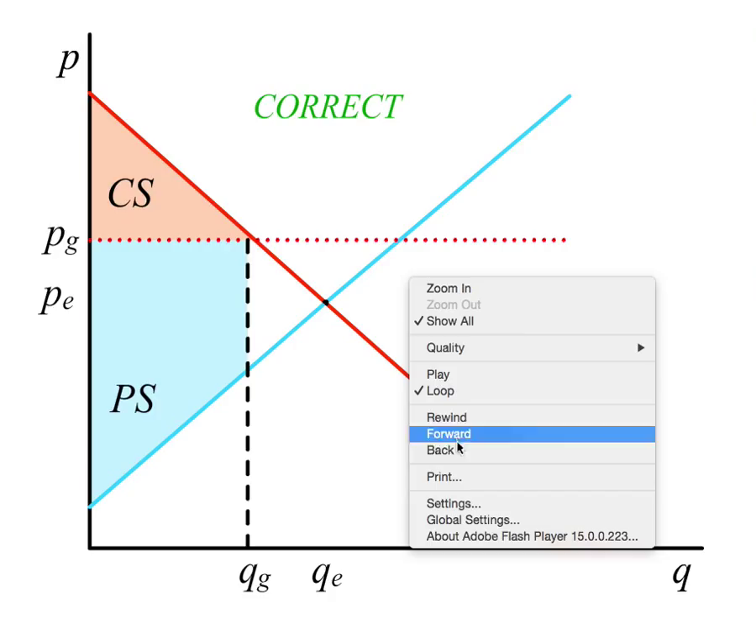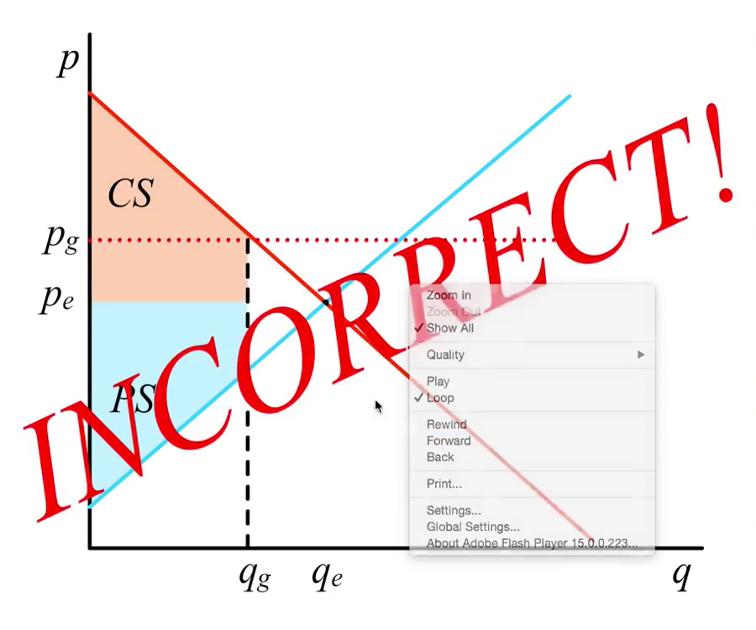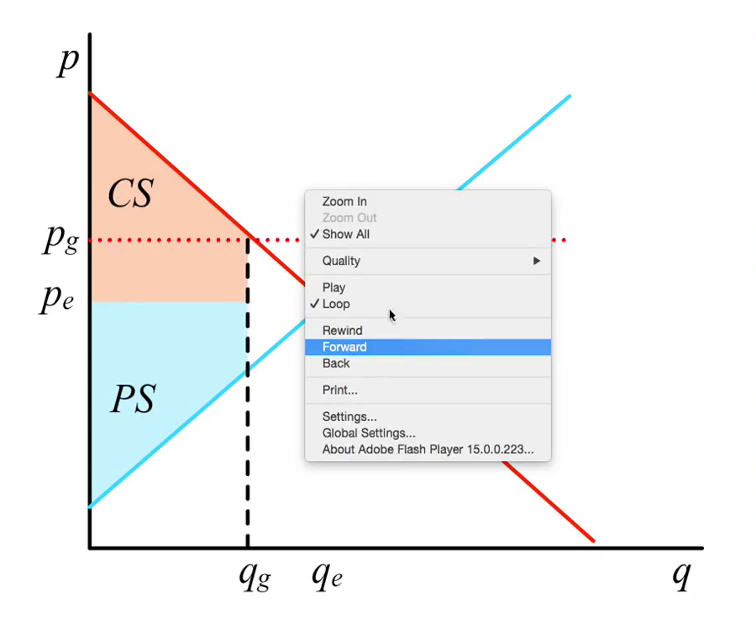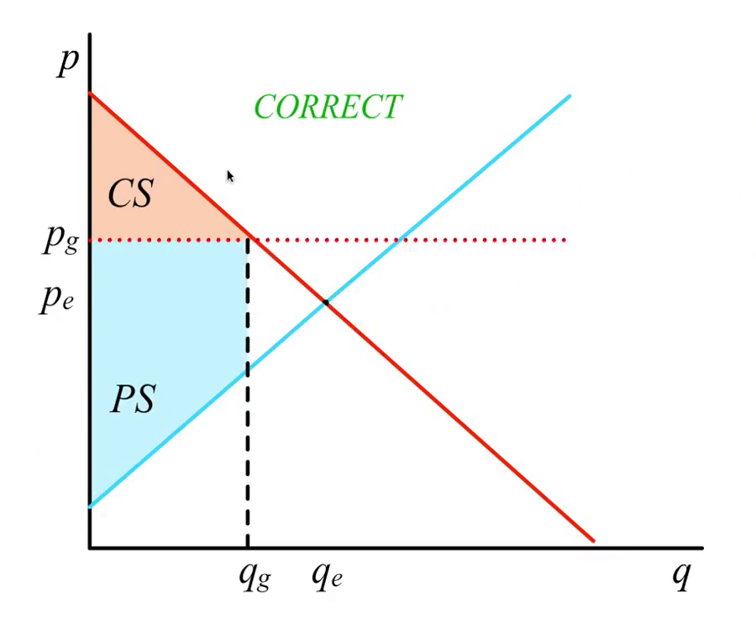So once again, what I had drawn in class incorrectly was I had forgotten to update the size of this consumer and the producer surplus. The price line was originally here. Now it's changed. So what it should look like is this.